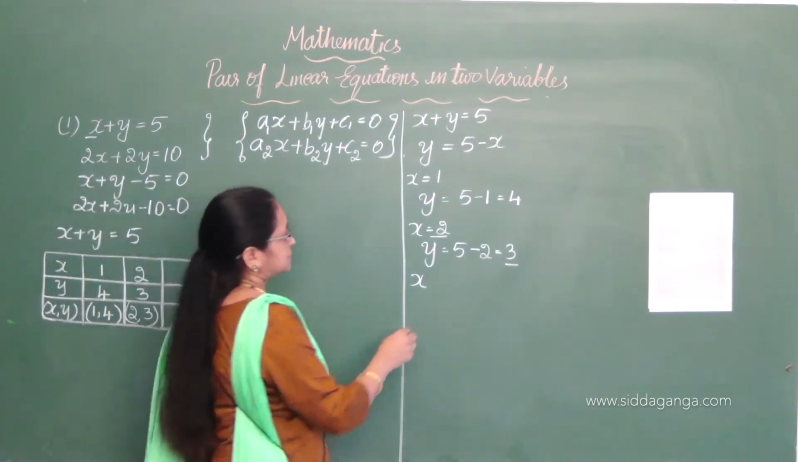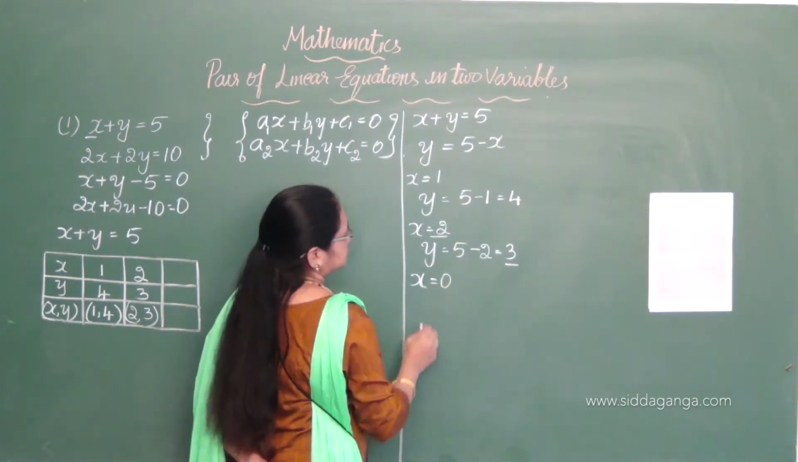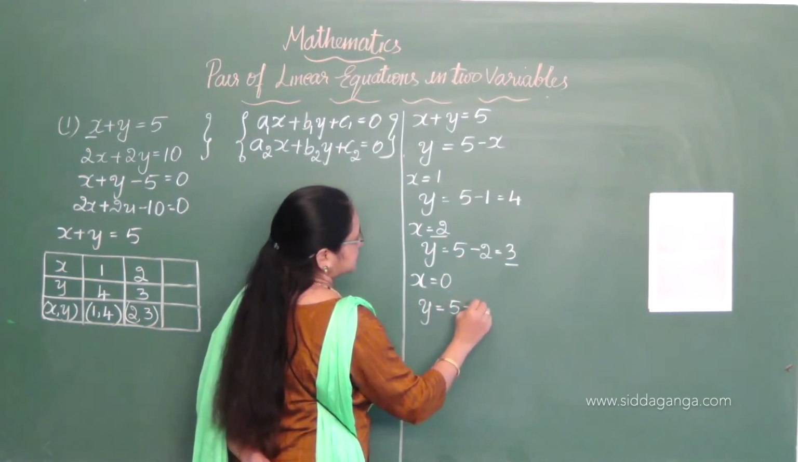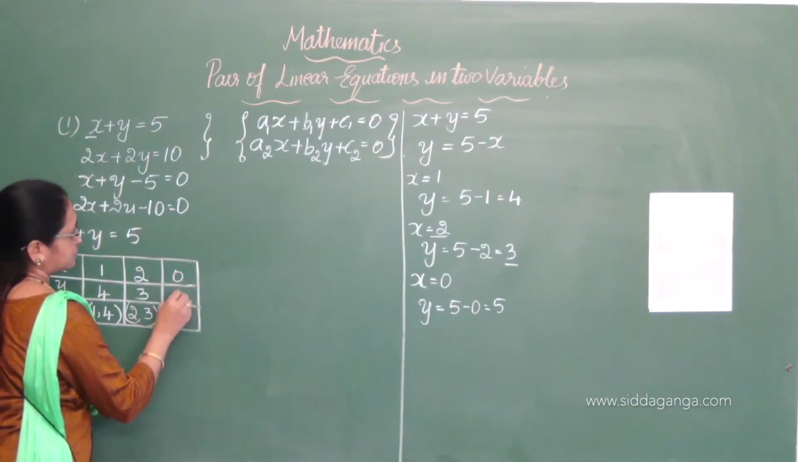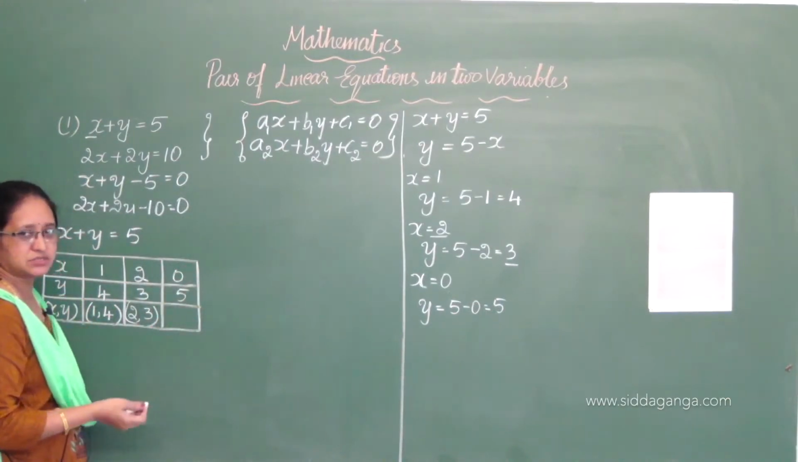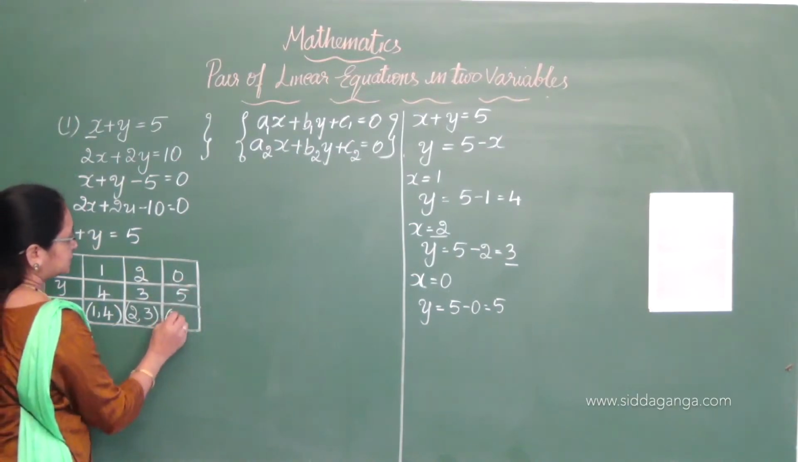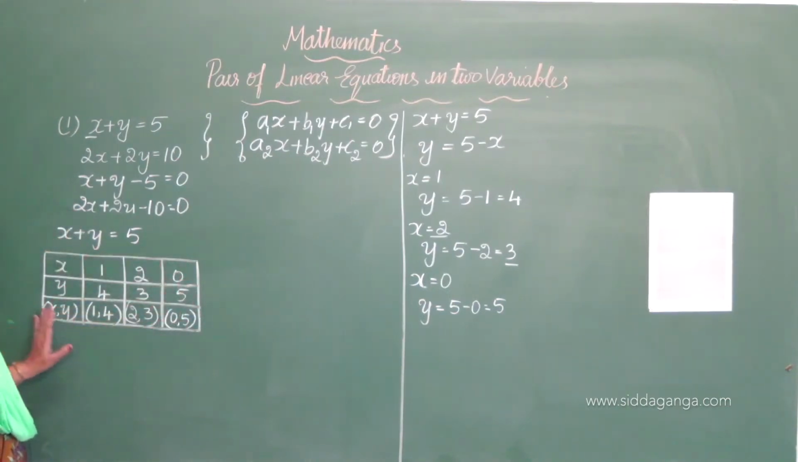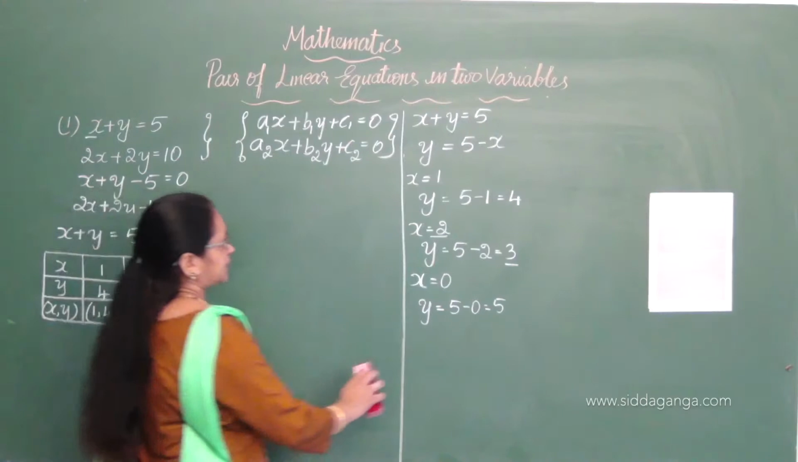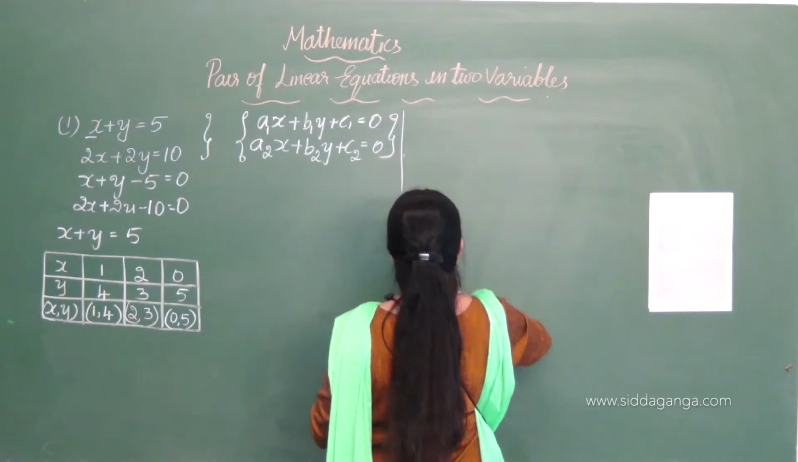Next, x is equal to, so let us take 0. So, y will be equal to 5 minus 0 is 5. So, when you take 0, it will become 5. You can take any values, minus also. It depends, and accordingly you have to plot the graph. So, now here 0 comma 5. So, these are the values for x and y for the first equation. Now, let us see the second equation.